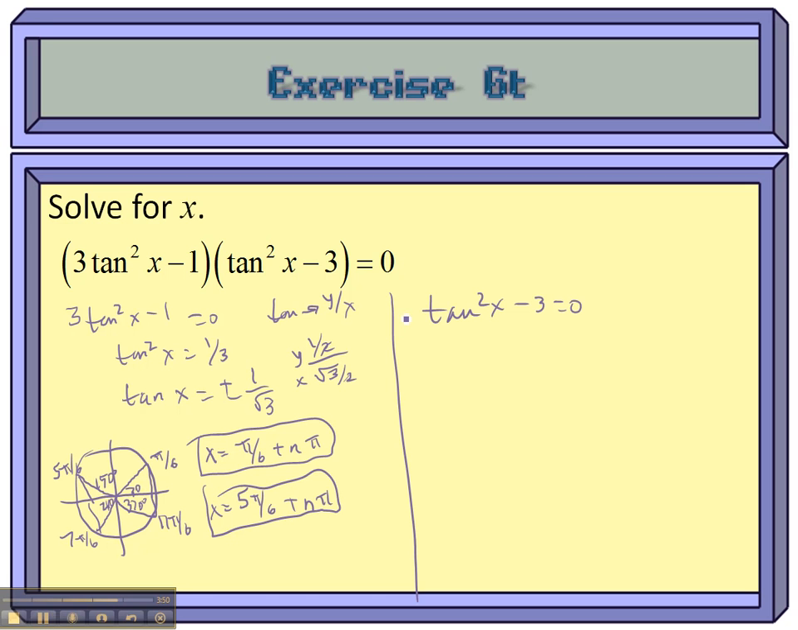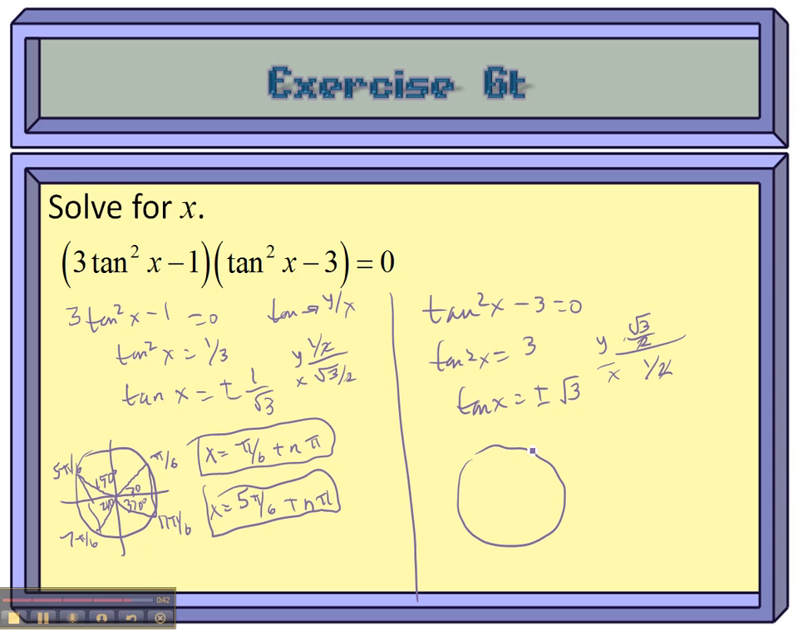Okay, over here on the right side, tangent squared x is equal to 3. Take the square root of both sides. So tan x is equal to plus or minus square root of 3. The way that I can get square root of 3 from tangent is having square root of 3 over 2 divided by 1/2. The 2's again would cancel, and this is the y-coordinate over the x-coordinate.